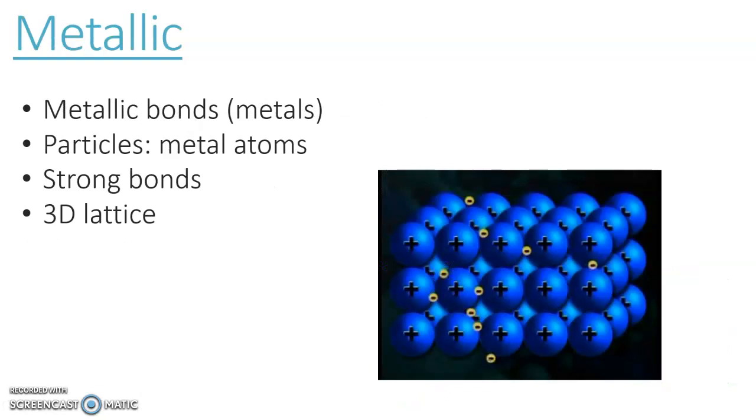Metallic bonding, the type of bonding we call the metallic bond. The particles are the metal atoms. They're strong bonds, and they also arrange themselves in a 3D lattice. We're going to go into this in more detail later, so don't worry about the detail of it right now. But what you're looking at is a bunch of metal cations, so metal atoms that have lost their valence electrons, surrounded by a sea of delocalized electrons, a bunch of electrons that are not attached to any particular atom and are free to move throughout the structure. And the force holding the whole thing together is the force between these positive and negative charges.